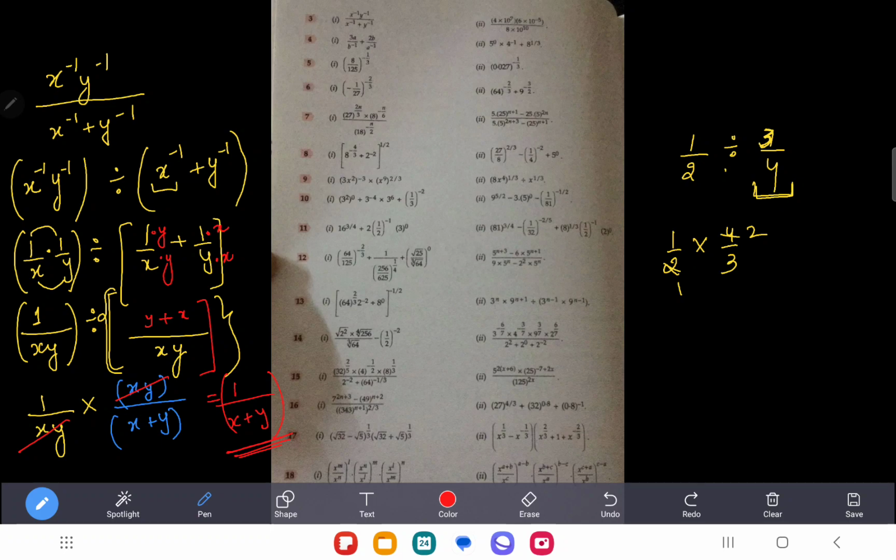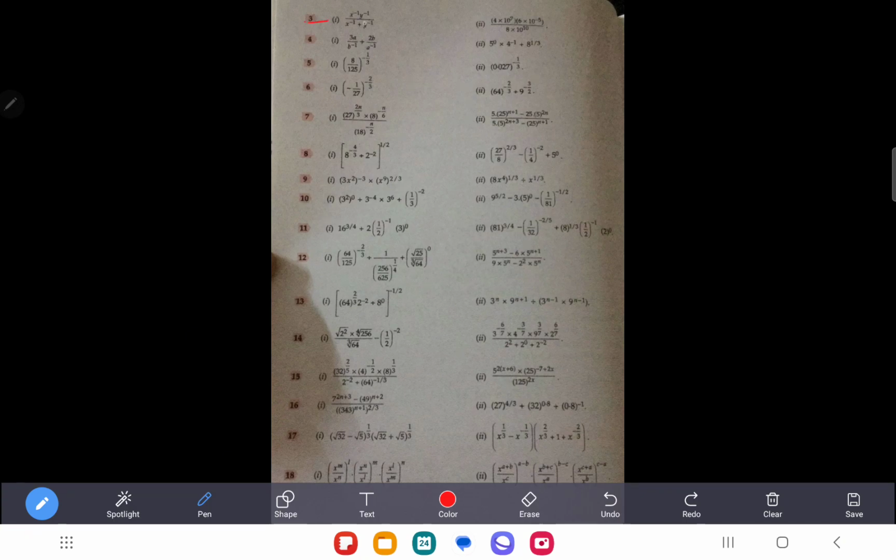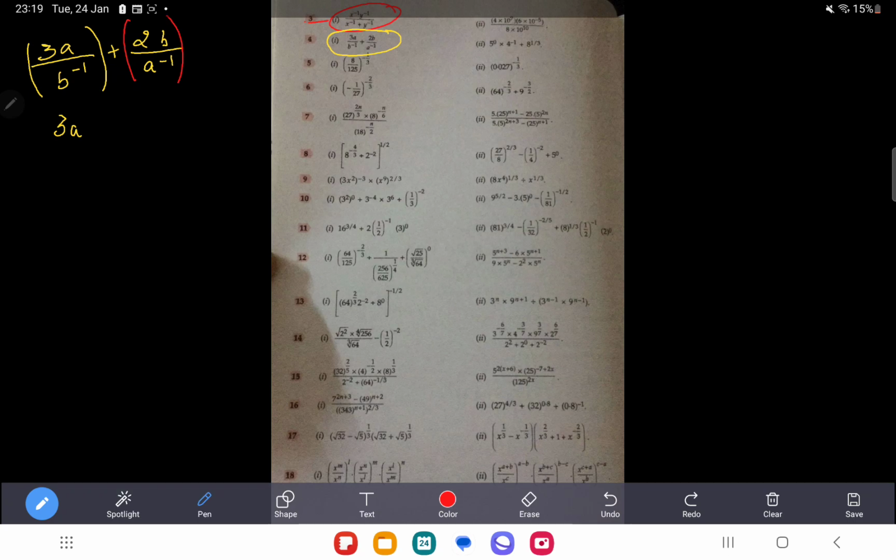All right. So this is question number three, first part. Next question that we have is the fourth question, first part. It says 3a over b raised to power minus 1 plus 2b over a raised to power minus 1. So it means what? Look at the first part: the first bracket, and then the second bracket is the red bracket. I am solving the yellow bracket first.